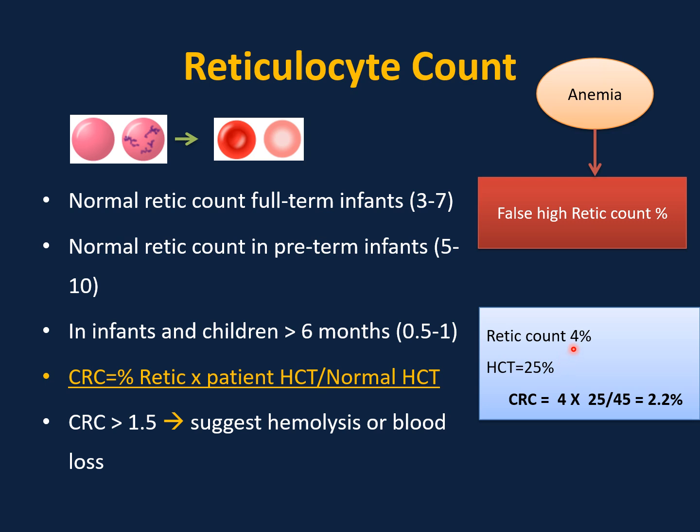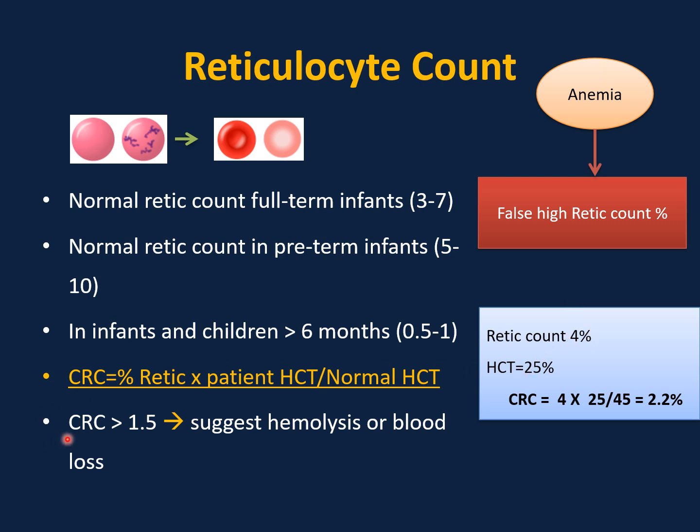For example, if you have a patient with anemia and the retic count is 4% and the hematocrit is 25%, how do we do the correction? The correction is the percent retic count, here 4, times the patient's hematocrit, here 25, divided by the normal value of hematocrit, so 4 times 25 divided by 45 equals 2.2. So the real value of the retic count here is 2.2%, not 4% for this patient.